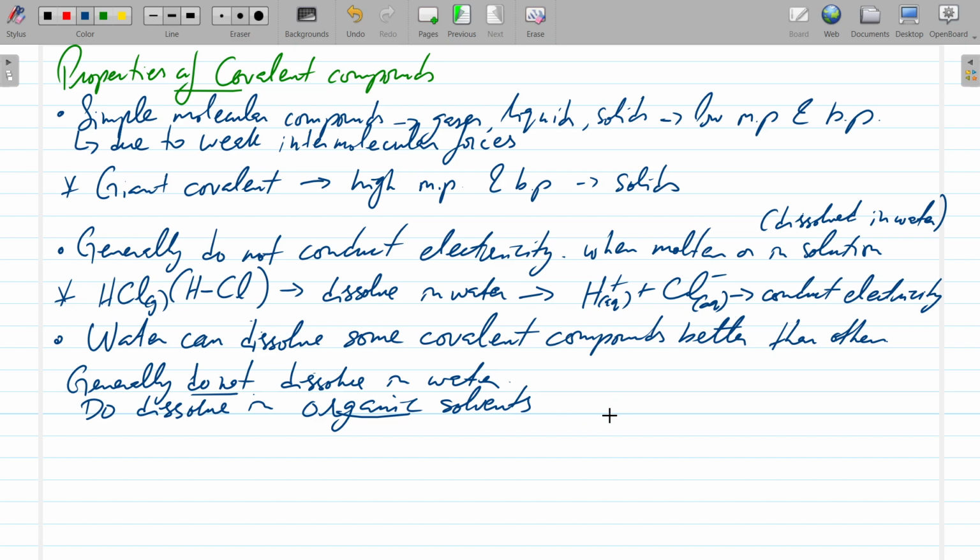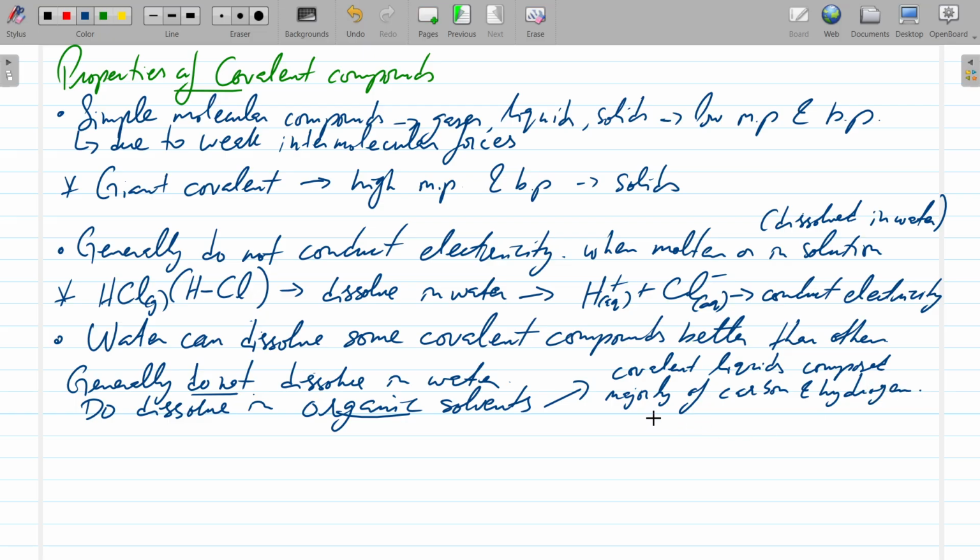What are organic solvents? They are covalent compounds, covalent liquids, composed majorly of carbon and hydrogen. An example of that is methanol or ethanol. So C2H5OH, this is ethanol. It is an organic solvent.